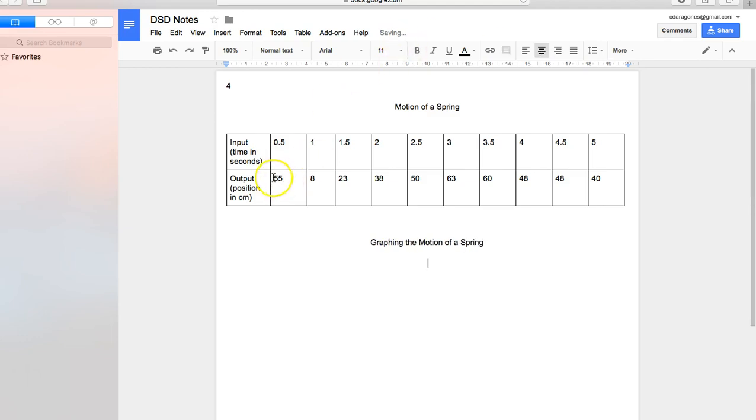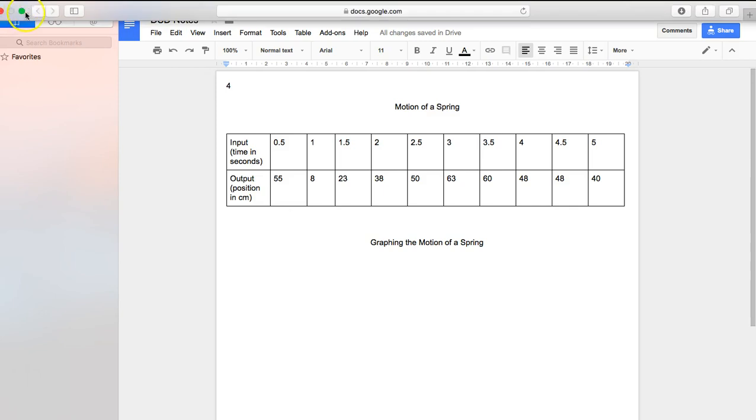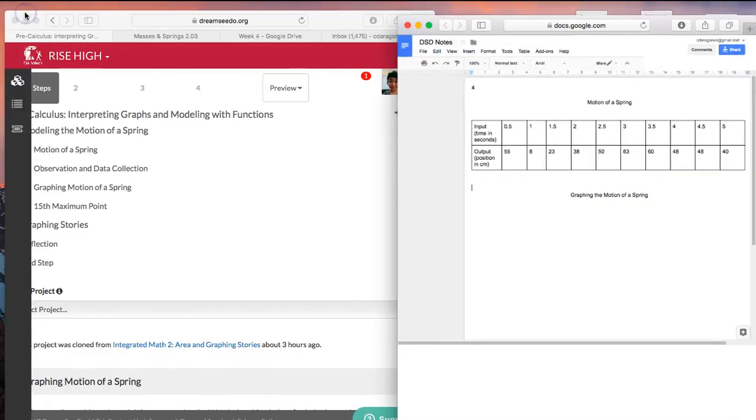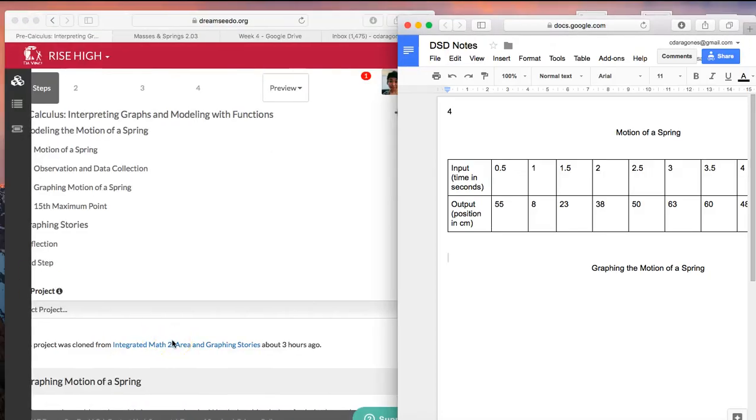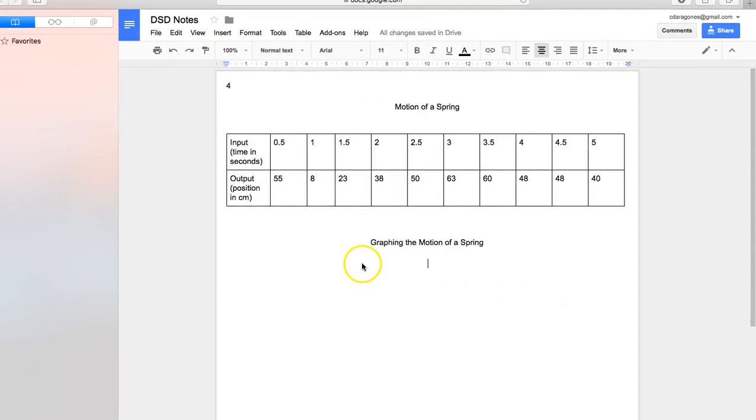So you may have different numbers than me, that's okay, but hopefully you noticed, right, as the spring was going up and down, that you would go really, really far down, like about 50, 60 centimeters, and then occasionally you'd go really, really far up, like at about 10, 12 centimeters or so. And hopefully you're able to see that your graph just kept going up and down. So you can go ahead and create a graph.